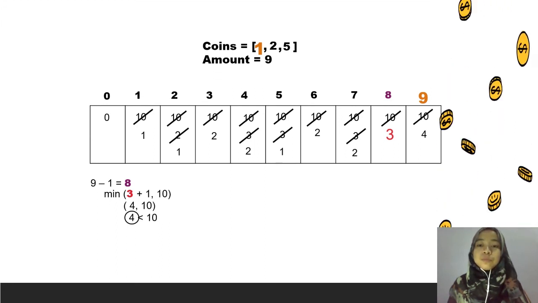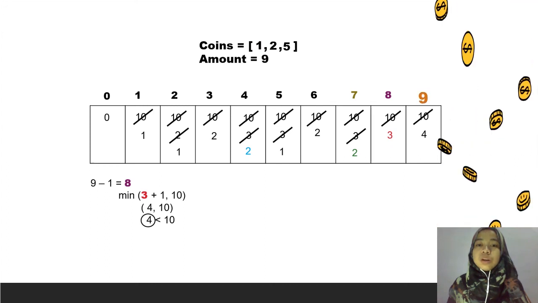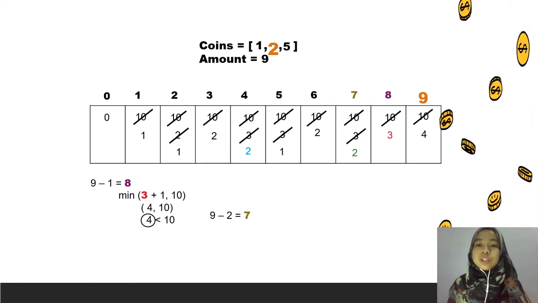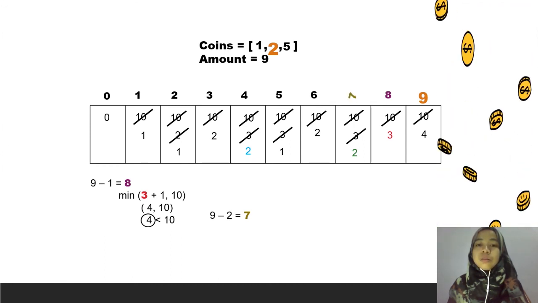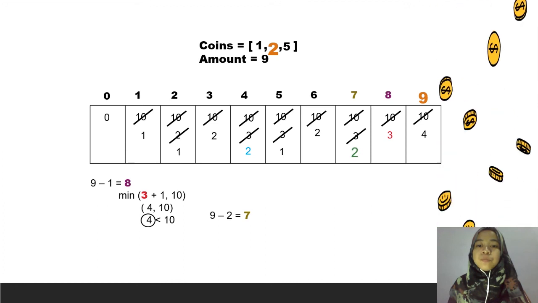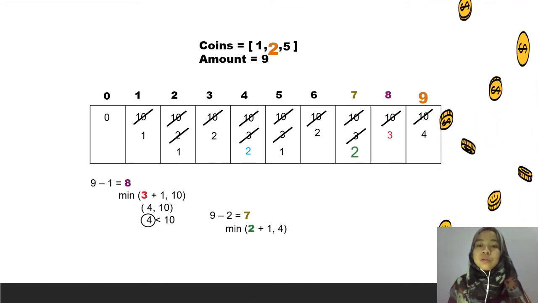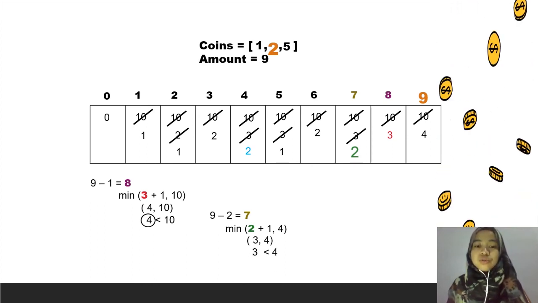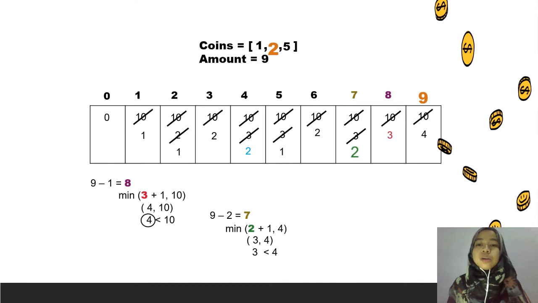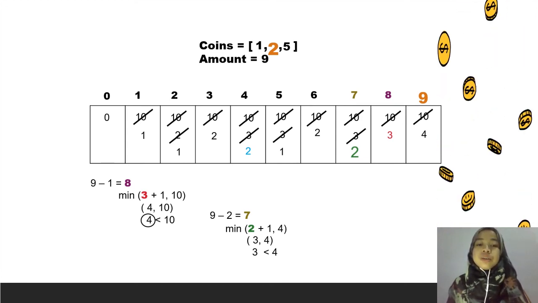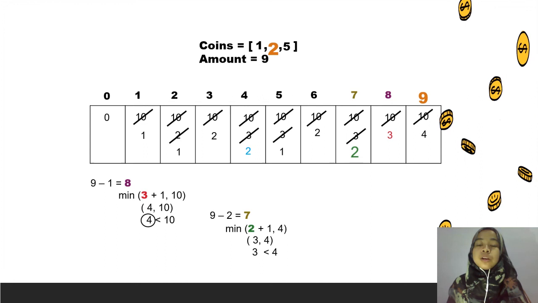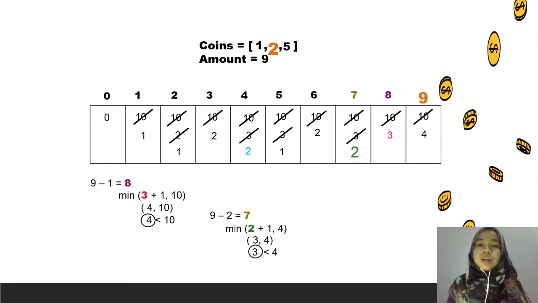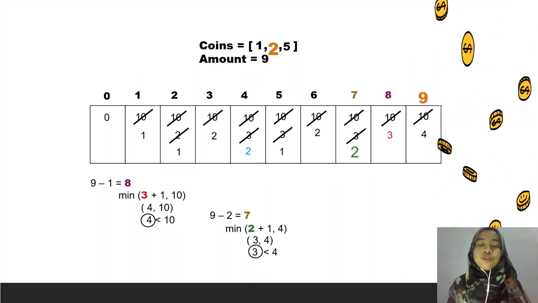So next step, subproblem 9 with 2. So 9 minus 2 is 7 and we take a look at subproblem 7 and the minimum amount of coins for subproblem 7 is 2. So we will add 1 and compare it with the previous one, which is 4. So 2 plus 1 is 3 and the previous one is 4. So 3 is the minimum one. So we will replace it with 3 as the new minimum amount of coins for subproblem 9.